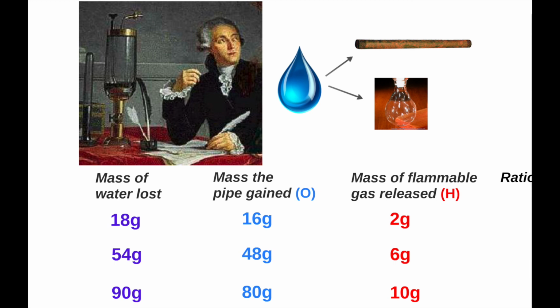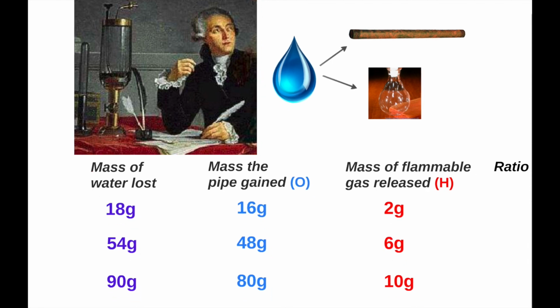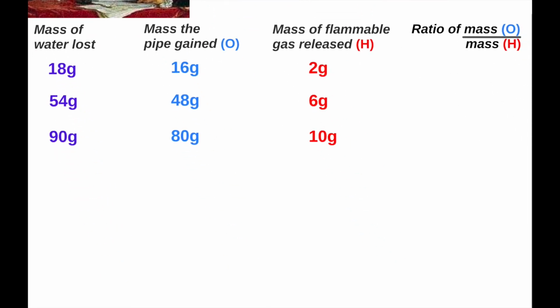In all of these cases, you'll see that conservation of mass holds. The mass of the water lost was equal to the sum of the mass gained by the pipe and the gas. But something else is interesting here, and that's the ratio of oxygen to hydrogen. Let's calculate those ratios. So the ratio of 16 grams of oxygen per 2 grams of hydrogen gives 8. And 48 grams of oxygen per 6 grams of hydrogen also gives 8. 80 grams of oxygen per 10 grams of hydrogen, again 8.